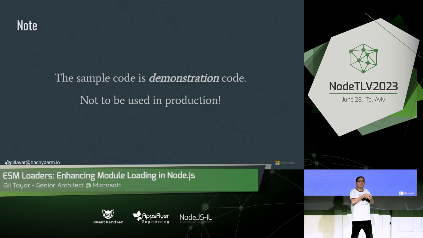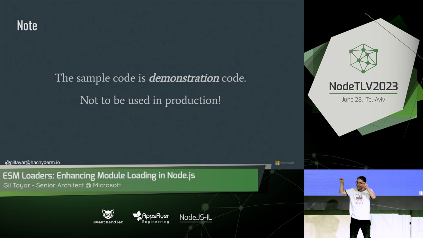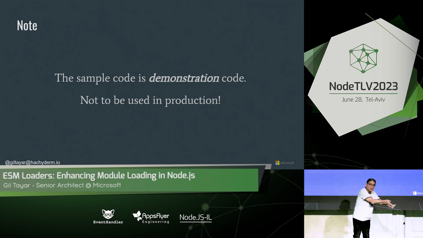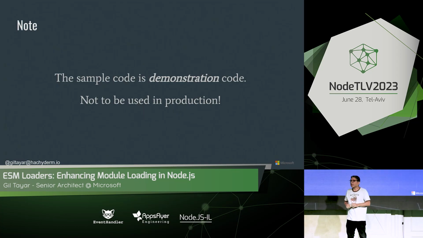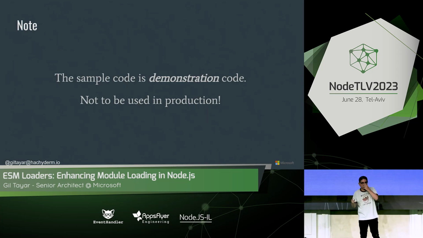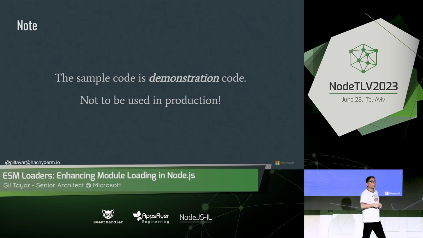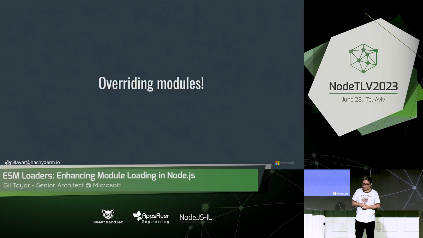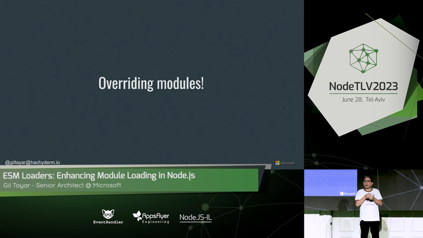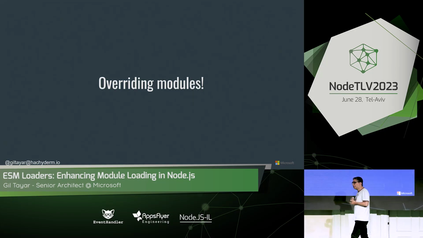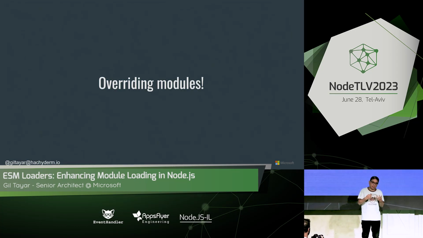Let's talk about enhancing the resolution phase, where we have a specifier in the import and we need to change it, figure out where the file is in the file system. And please note, we will be receiving a lot of sample code. This is demonstration code, not to be used in production, no error handling and no edge cases, etc. This is for simplicity and not for production. Okay, so let's write a loader that changes how Node.js resolves the URL. And in this case, the example I will give is something that overrides modules. And I will give an example.